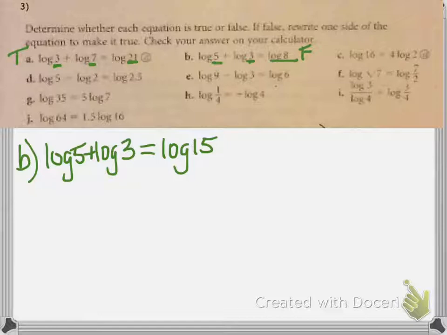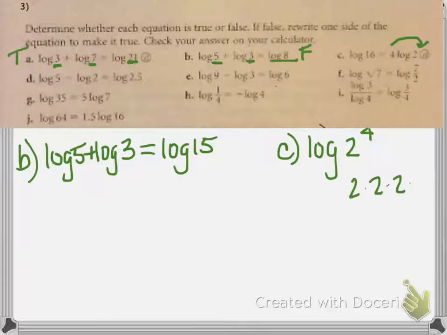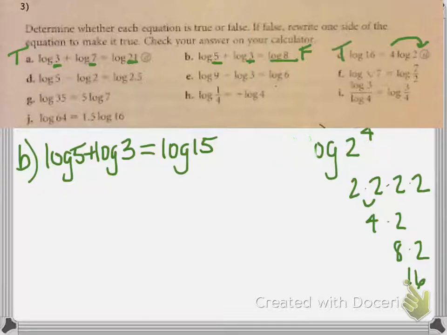Okay, for C, we have log 16 equals 4 times log of 2. So remember, this is our power property of logs, so this 4 becomes an exponent on the 2. So this really becomes, for C, log of 2 to the 4th power. Now calculating 2 to the 4th power, remember, is 2 times 2 times 2 times 2. 2 times 2 is 4, times another 2 is 8, times another 2 is 16, which matches what's on the other side, log 16. So C is true. I'm just going to erase this here.